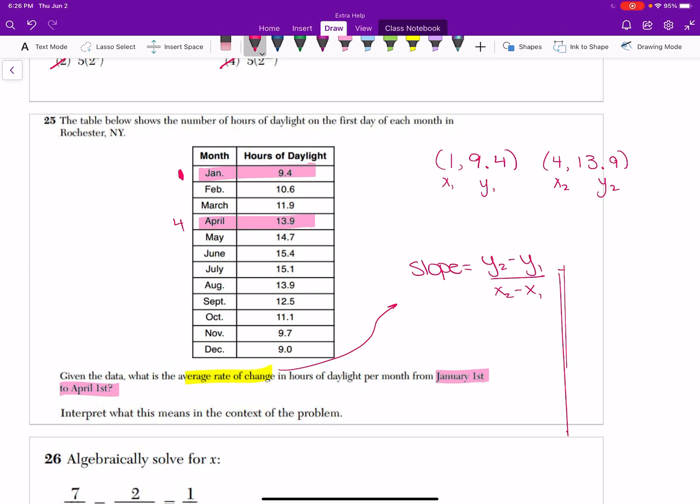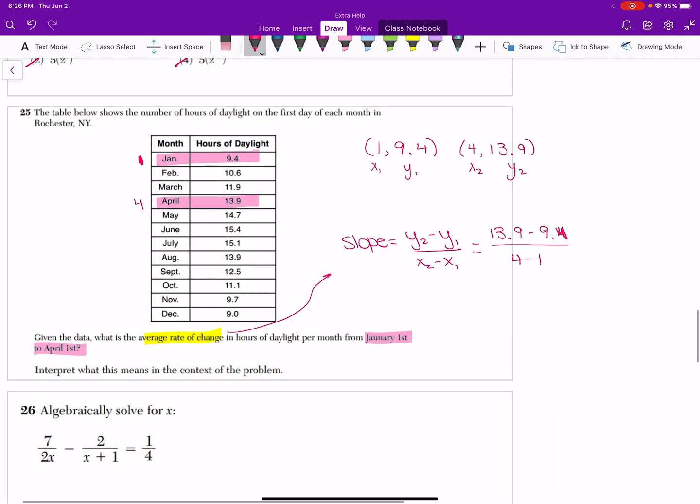So plugging in, we get 13.9 minus 9.4 all over 4 minus 1. You could either simplify in pieces, or you could do it in your calculator, hit the fraction button, alpha y equals choice 1, and type it in all at once.